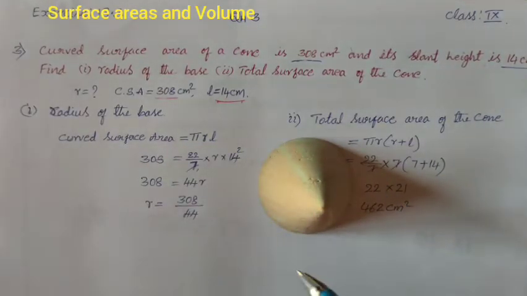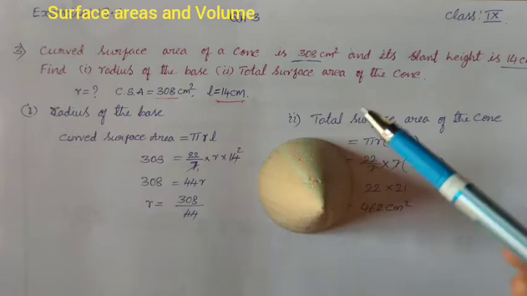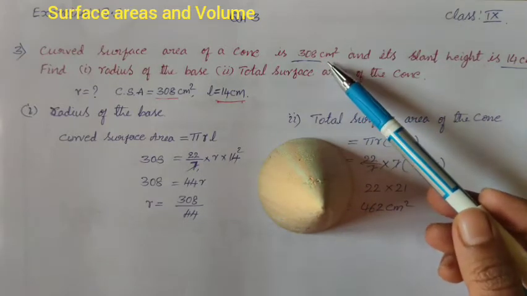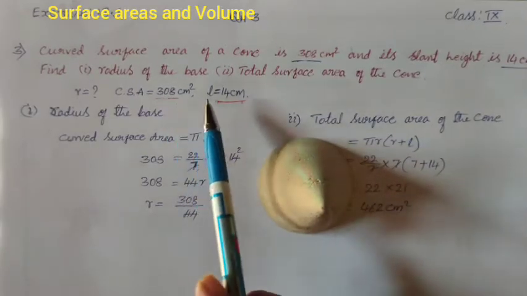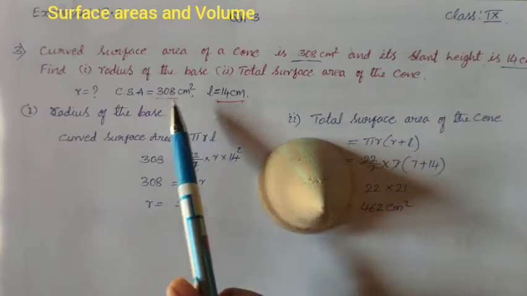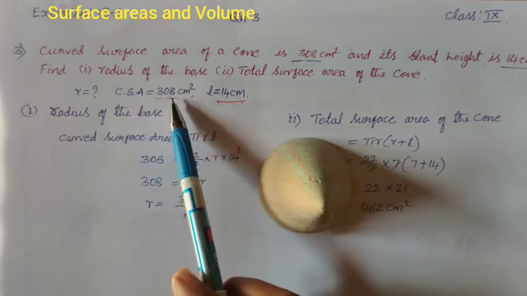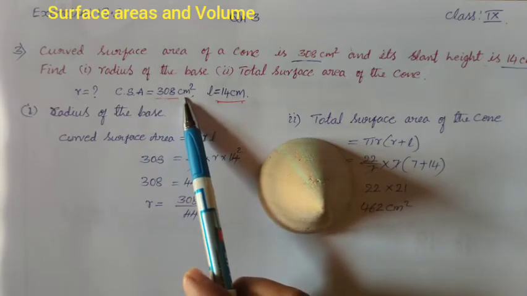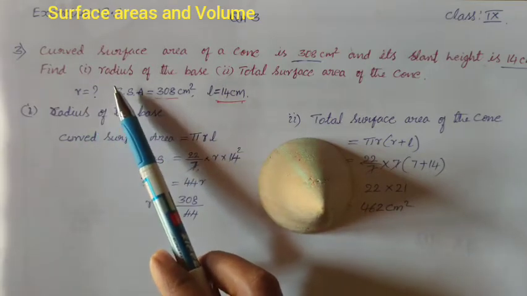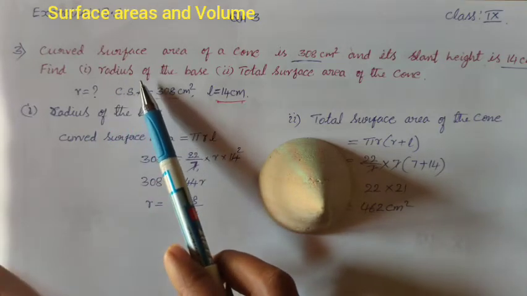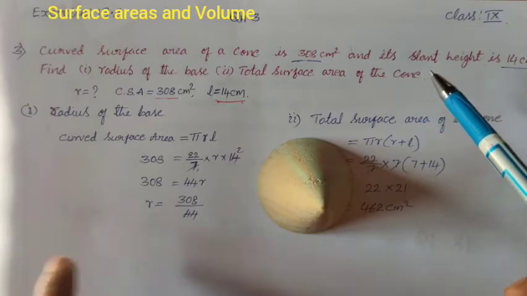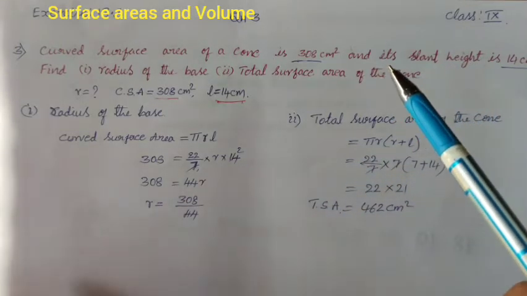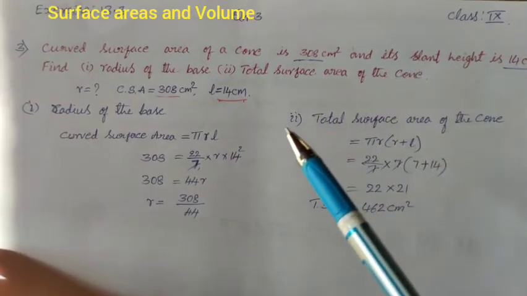This is a cone. The curved surface area is given, that is 308 centimeter square, and its slant height is given. What is its slant height? Slant height is nothing but L, and curved surface area is 308 centimeter square. What is to be found? We can find the radius of the base and total surface area of the cone. First, we can look at the radius of the base.